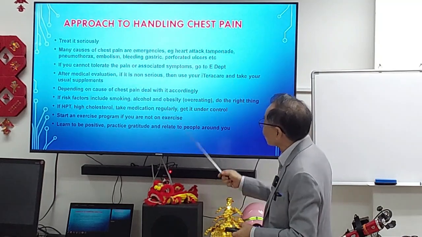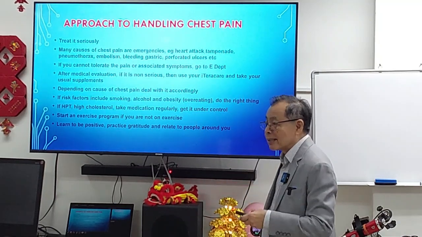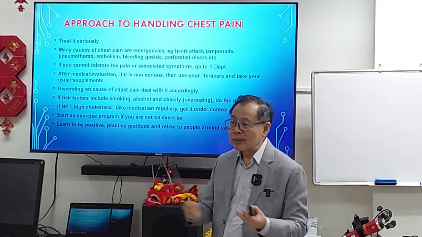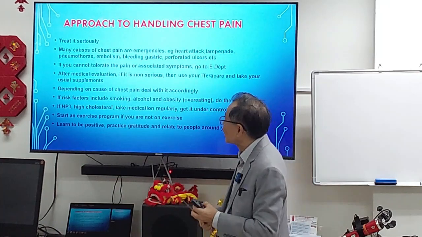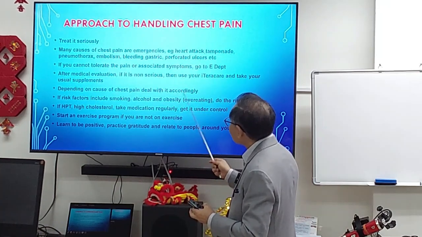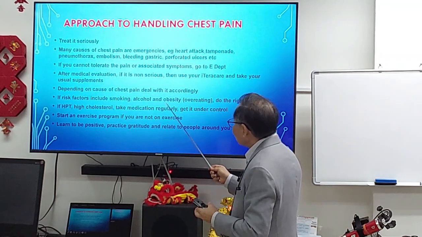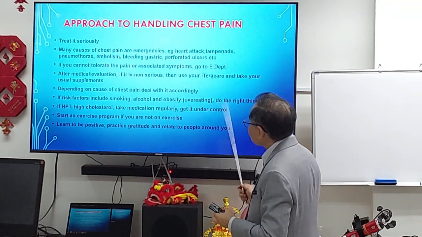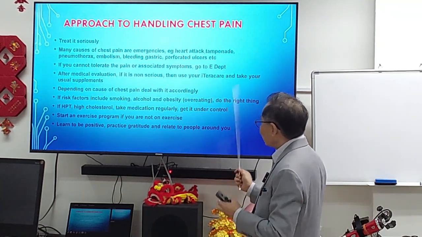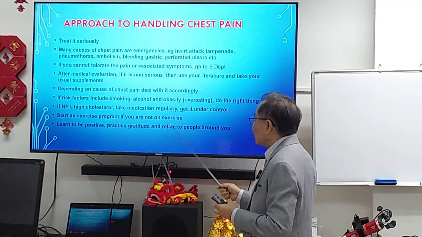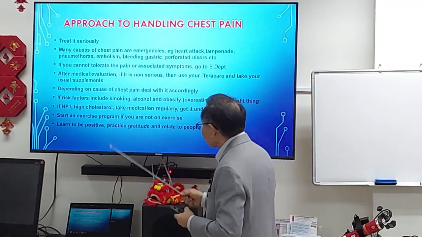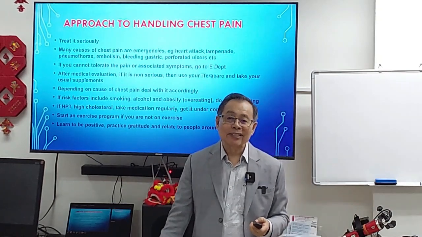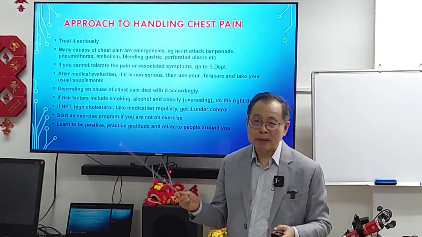But if it is not due to heart attack, it can be any of the other conditions, especially if you're involved in an injury, which can give you a cardiac tamponade or a pneumothorax. Then you deal with it accordingly. So if you have risk factors such as smoking, alcohol, obesity, and blood pressure, make sure you take your medication regularly. And if you are not exercising, start exercising, be positive, do all the right things to help yourself. That's how you handle a chest pain.